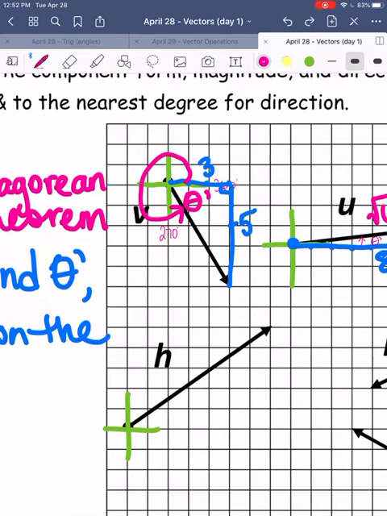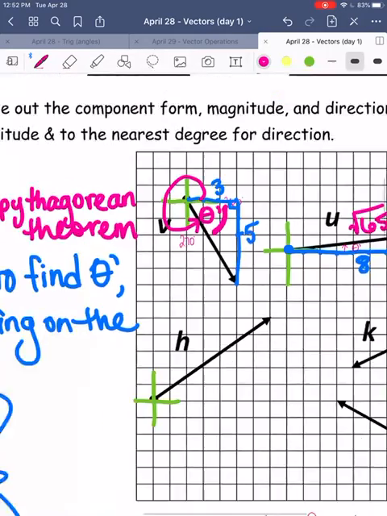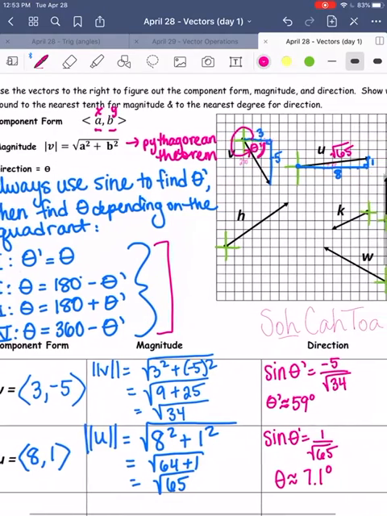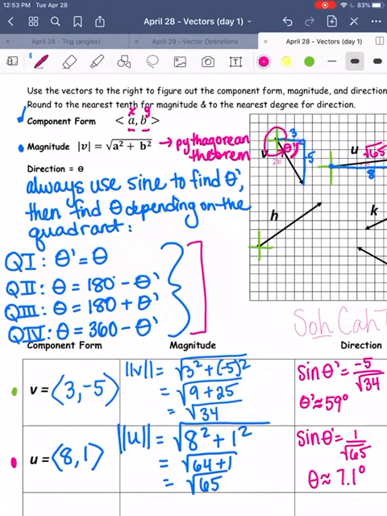Now, this angle that we just found right here is actually 59 degrees, but we have to understand how that helps us find the full angle. And so that is where this stuff comes into play, okay? In quadrant 1, like we saw in this problem V, you had to do no extra work. Once you found the angle, you were done. But now here, where does this vector V fall? It falls in quadrant 4. So we're going to be doing this rule right here.